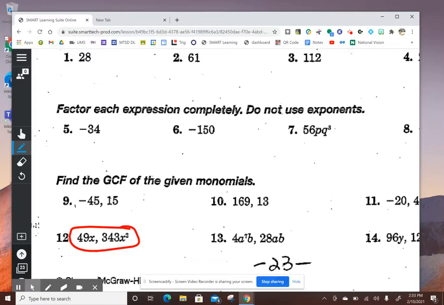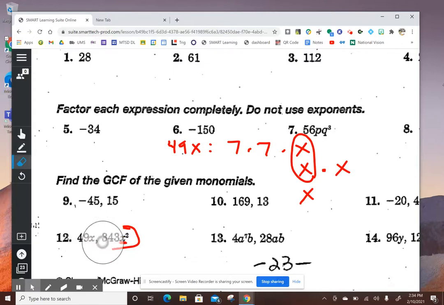So let's do 49x. Now 49x, I could do a factor tree. I don't need to. I know it's 7 times x. Now, I know 343x squared is going to be x times x. So as far as the variable goes, it's just going to be an x, because remember, I told you it's the lowest power that you see. I see an x to the first, x squared. The lowest is x to the first. So I know it's going to be x to the first.